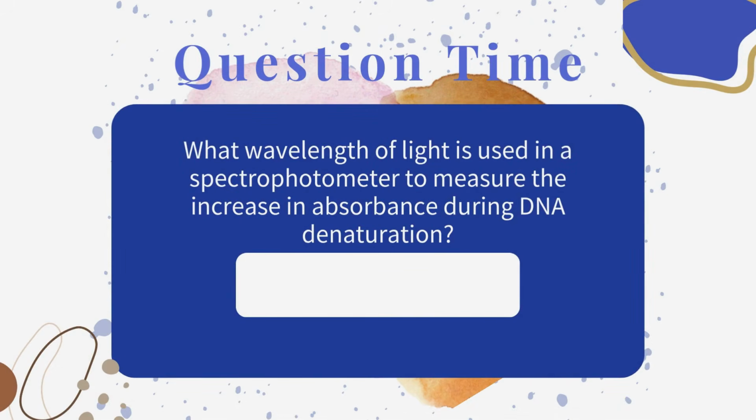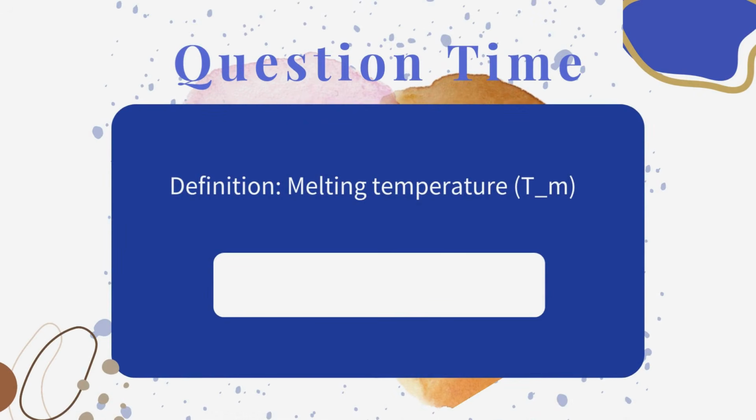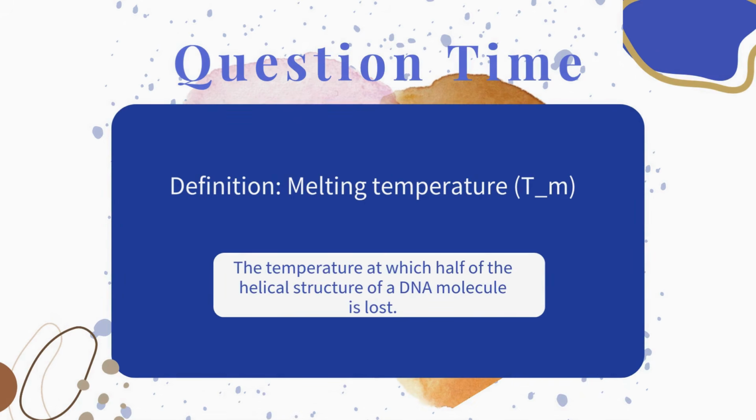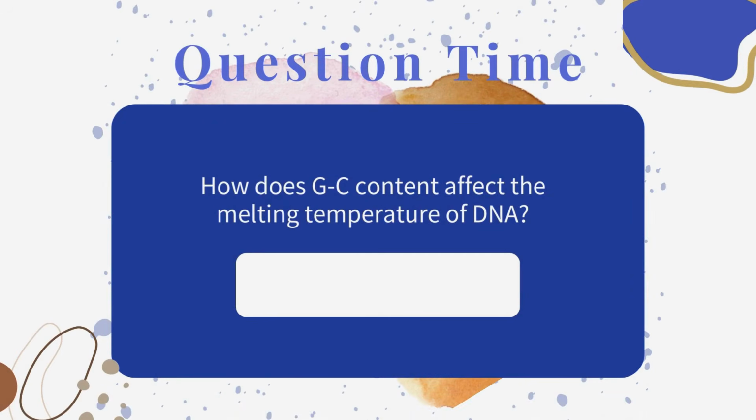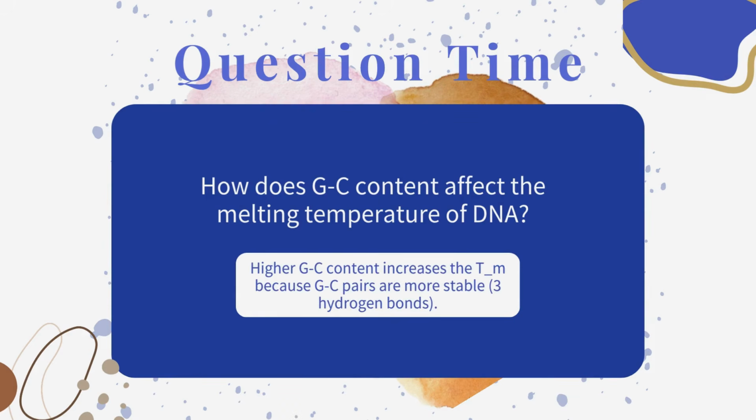What wavelength of light is used in a spectrophotometer to measure the absorbance during DNA denaturation? 260 nanometer. What is melting temperature of DNA? Temperature at which half of the helical structure of DNA is lost. How does GC content affect the melting temperature of DNA? The higher the GC content, the higher the melting temperature.